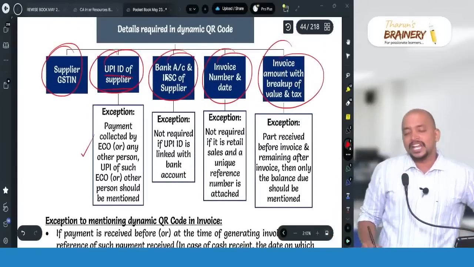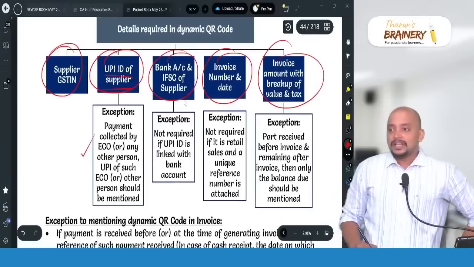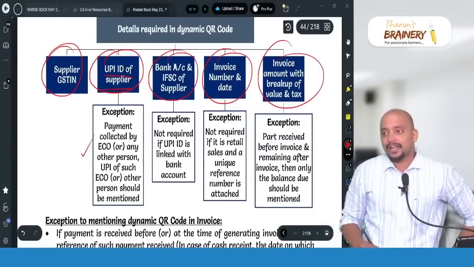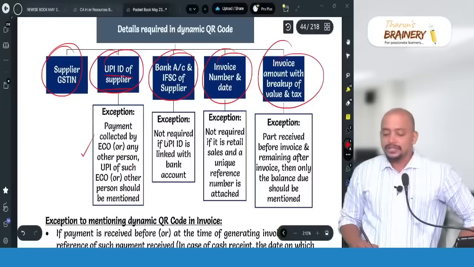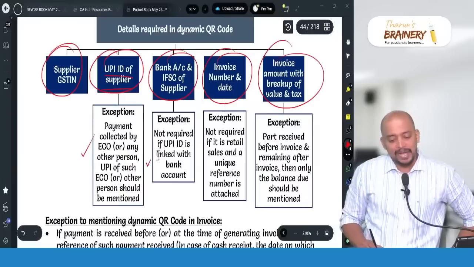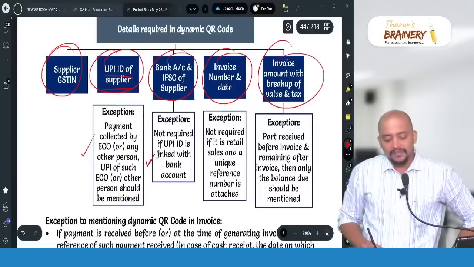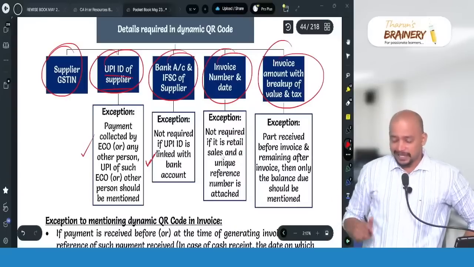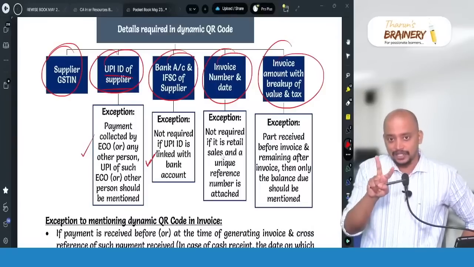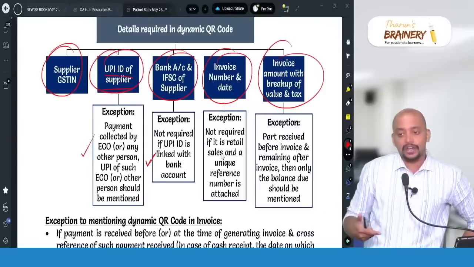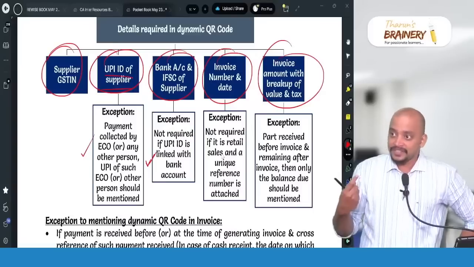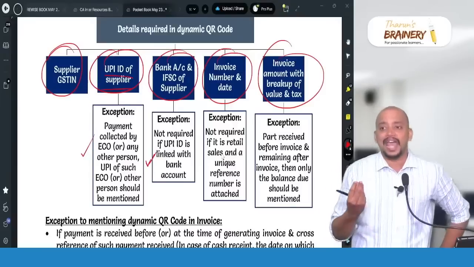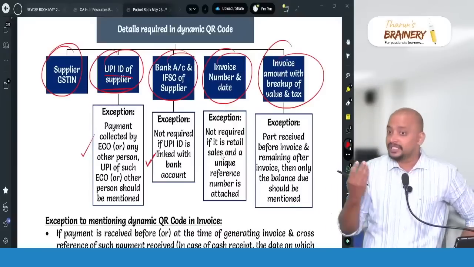Then bank account and IFSC code of the supplier. If UPI is connected to the bank account, then no need to enter the bank account and IFSC code of the supplier. So generally all UPIs will be connected to the bank account? No. Because if you have an account in a bank and that bank is giving you a UPI ID, then it will be the case where your bank account is connected to the UPI ID. But suppose you do not have a bank account with that particular UPI ID provider, for example, I have a UPI ID with OK Axis and I don't have a bank account with Axis Bank at all.